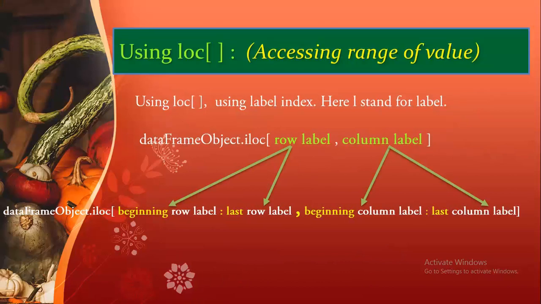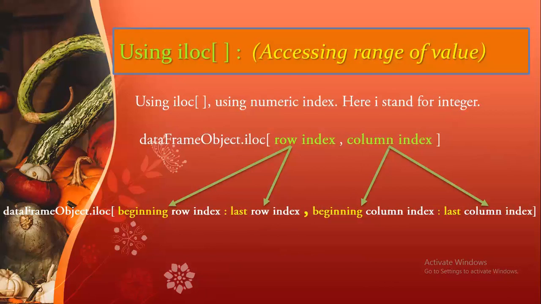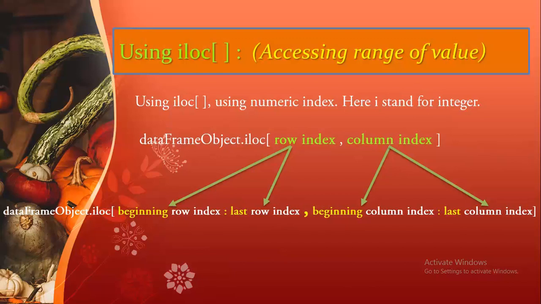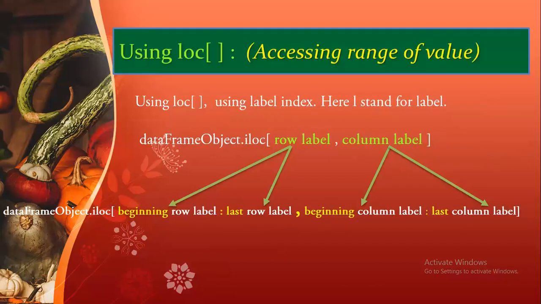LOC is very similar to ILOC. Only difference is that in ILOC you are using index, whereas in LOC you will use label. In place of index we will use label, and the overall method is the same. Only difference is we are using label here.